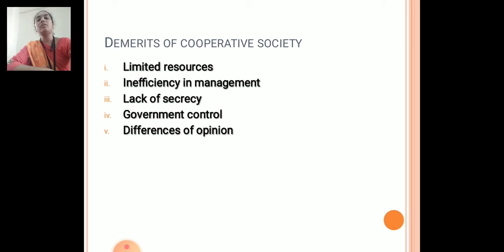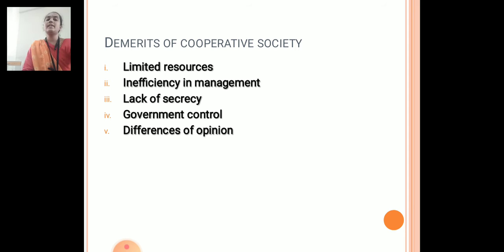So it is not attracting the members of the cooperative society because the rate of dividend which is offered is very low. That is the reason why there is no more accumulation of capital. There is no more capital contributed by the members because of the low rate of dividend offered by the society to its members. Next is inefficiency in management.